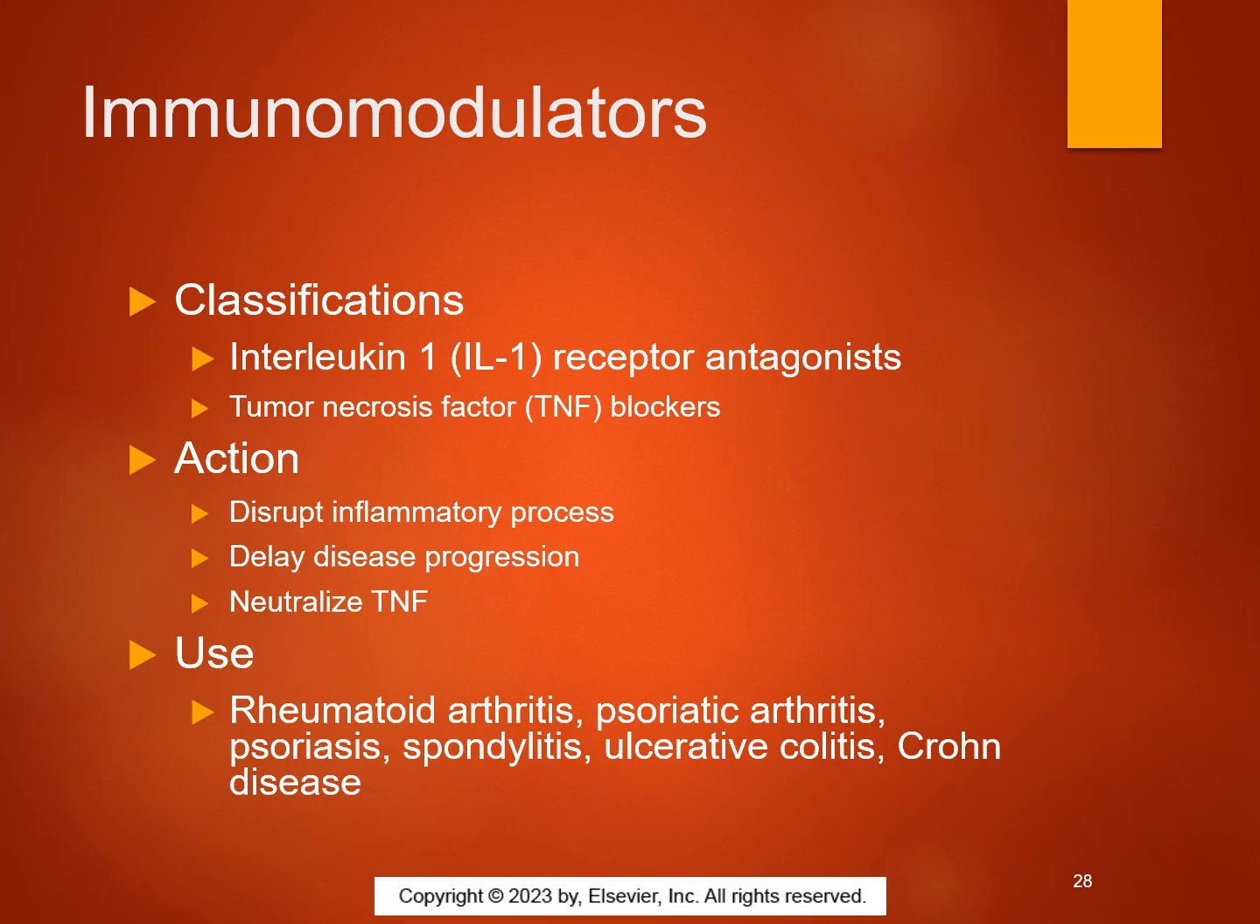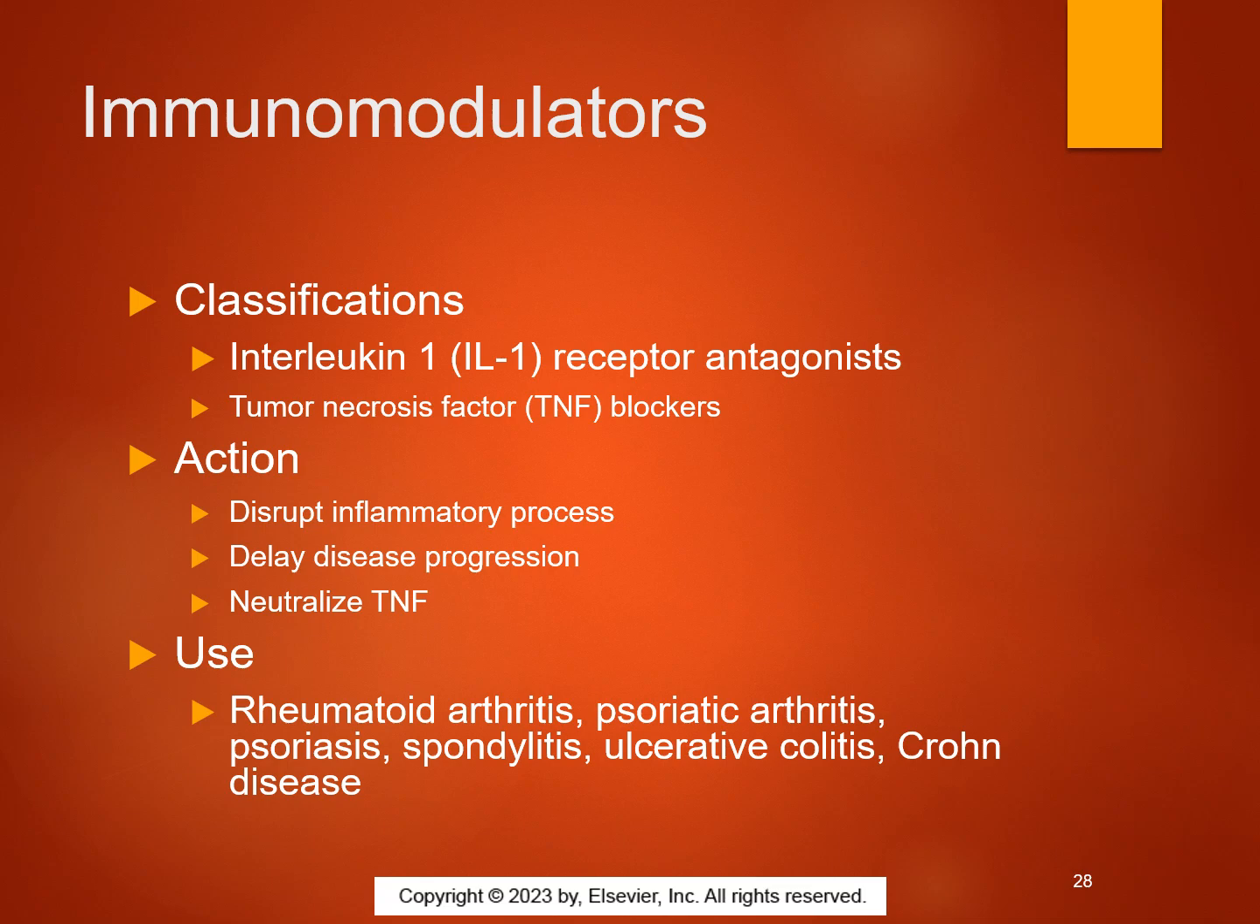The interleukin-1 message tells the body to inflame joints and tissues, and blocking it results in less swelling and damage. Type 2, the TNF blockers, these drugs block a strong inflammation signal called TNF. They're major troublemakers in autoimmune disease. Blocking it calms inflammation. So a memory trick is TNF, terrible nasty fire, you want to block it.